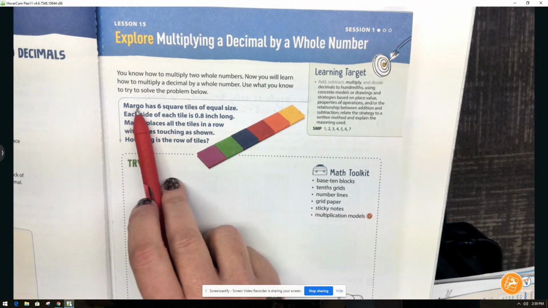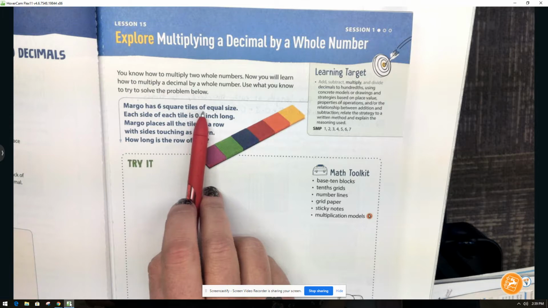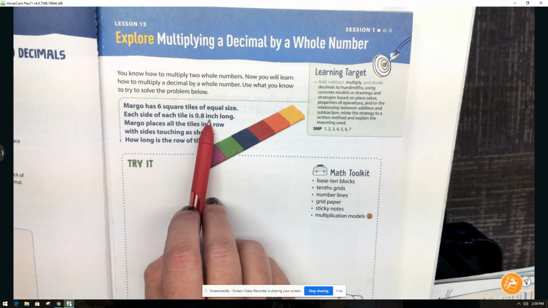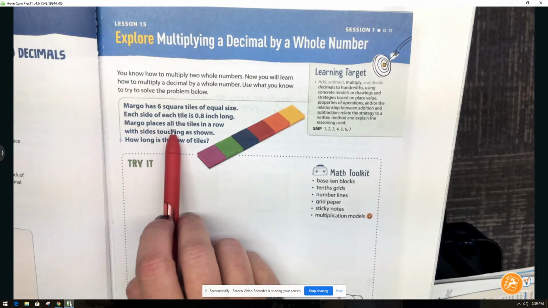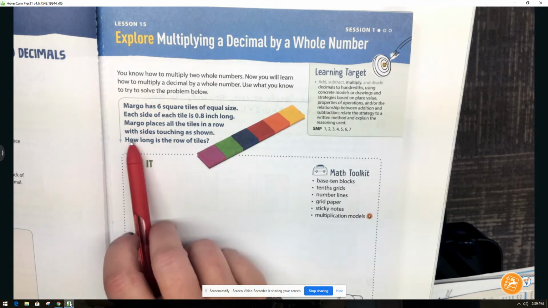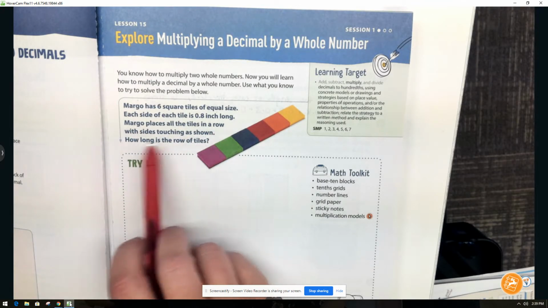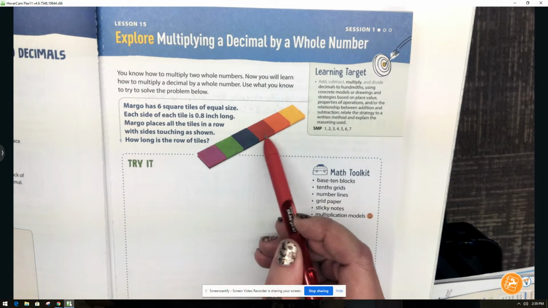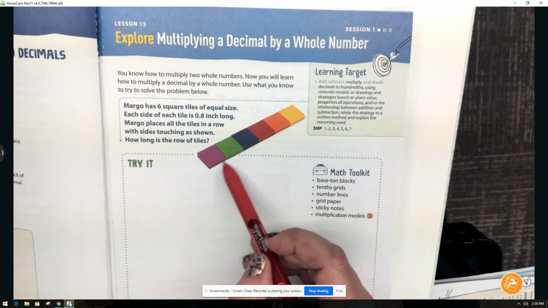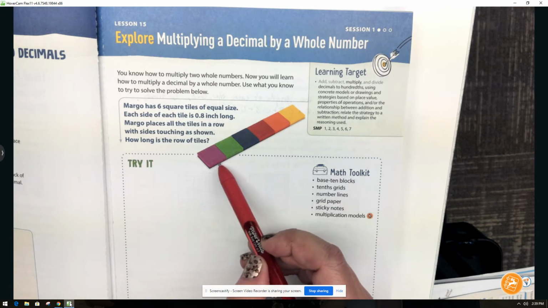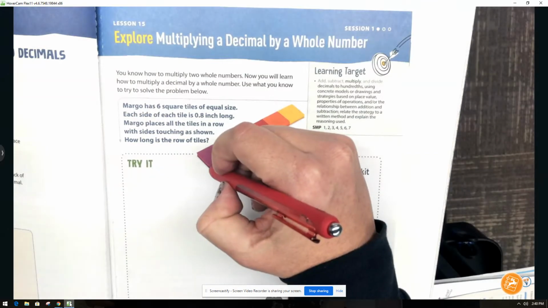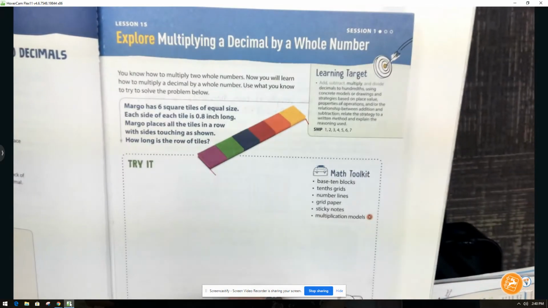So here we go. It says, Margo has 6 square tiles of equal size. Each side of the tile is 8/10 of an inch long. Margo places all the tiles in a row, with the sides touching as shown. How long is this row of tiles? So we have 6 tiles. Each of these tiles is 8/10 of an inch long. And we want to know how long it is from this end to this end.